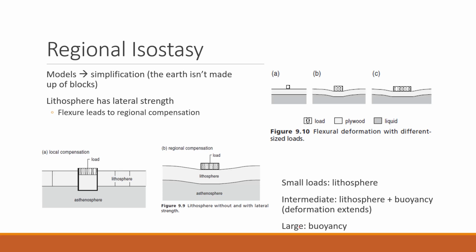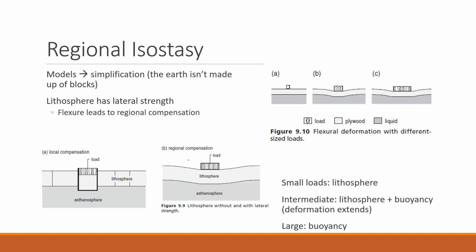So what will happen is that we will simplify this. The Earth isn't made up of blocks. We oversimplify it. The lithosphere has some strength, so there are certain amounts of load that we can compensate with the lithosphere. It can just sit there and not bend. But eventually, if we add a big enough load, the lithosphere will bend and will push away the asthenosphere. So this is where we're going to have regional compensation.